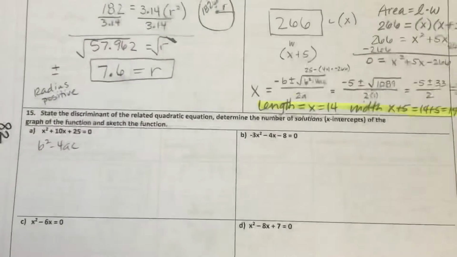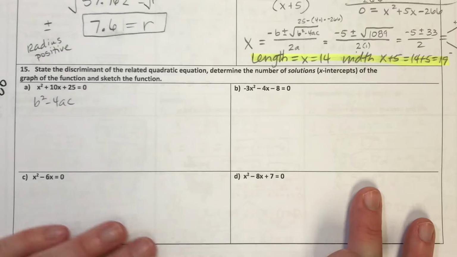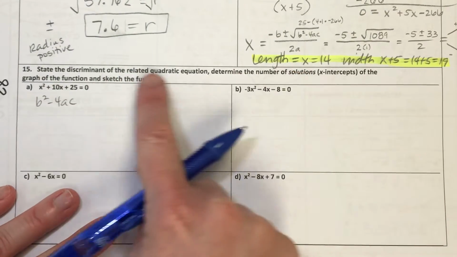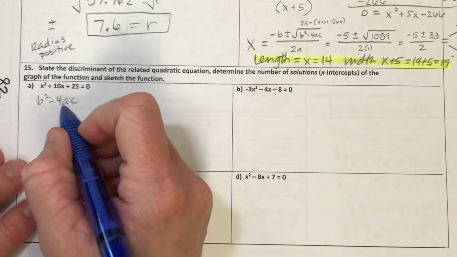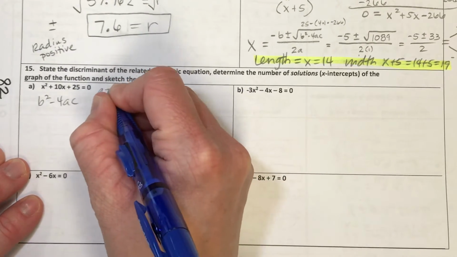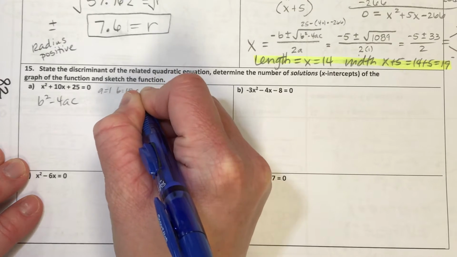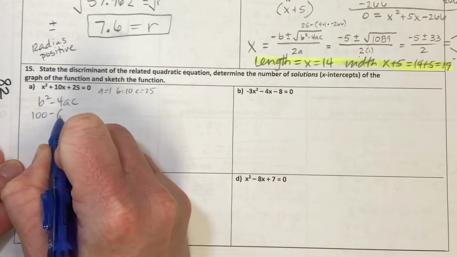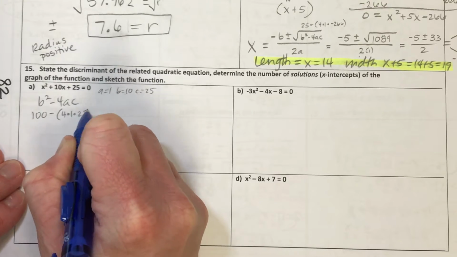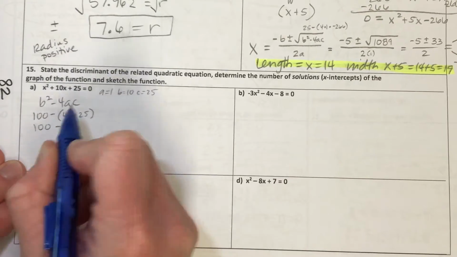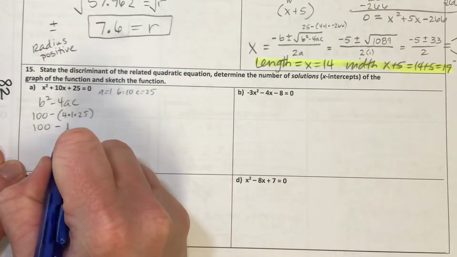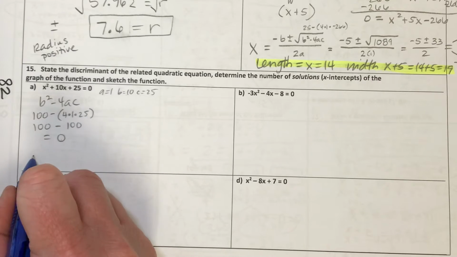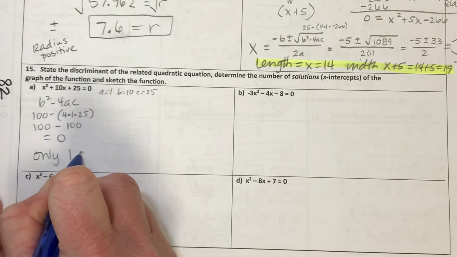So here for this kind of review at the end of the chapter, what we're going to do is first state the discriminant, determine the number of solutions, and then graph a possible function. So A here is 1, B is 10, C is 25. So 10 times 10 is 100, and then 4 times 1 times 25 is going to be 100. 100 minus 100, and I'm going to get the number 0. So if the discriminant is 0, that means I have only 1 solution.